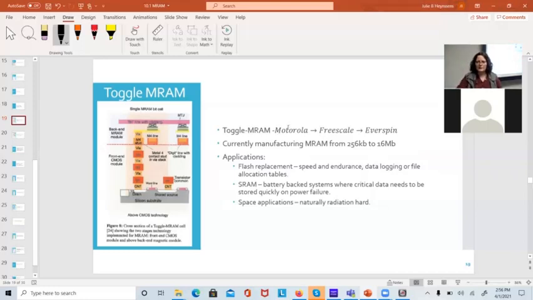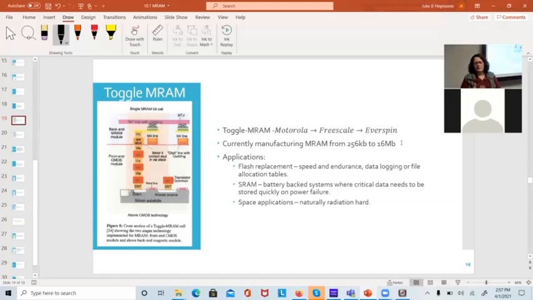Then Motorola got split up into this very large number of kingdoms that it is now. And one of those was called Freescale. And Freescale decided to spin off their MRAM operations into a company called Everspin. And they are down in Chandler, and they are very Motorola. They're manufacturing MRAM from about 256 kbits to 16 megabits. They maybe have larger formats now. The 16 megabits is the ones we're actually using in the lab.